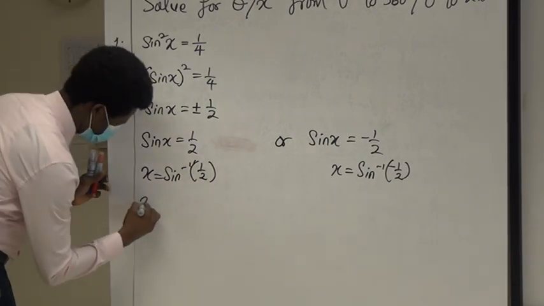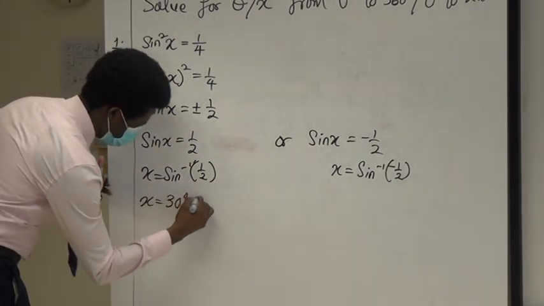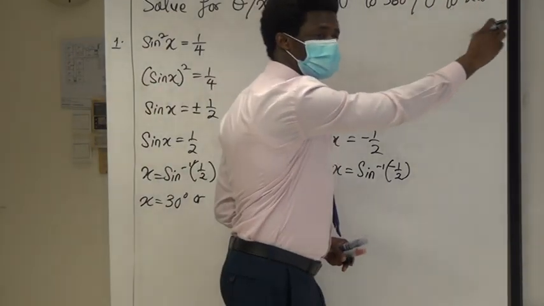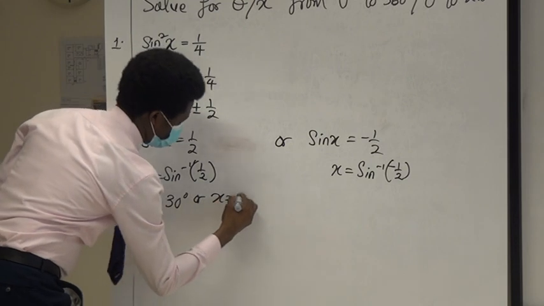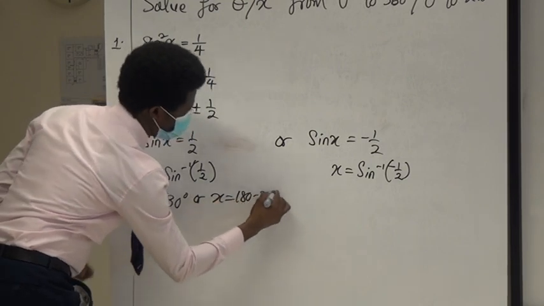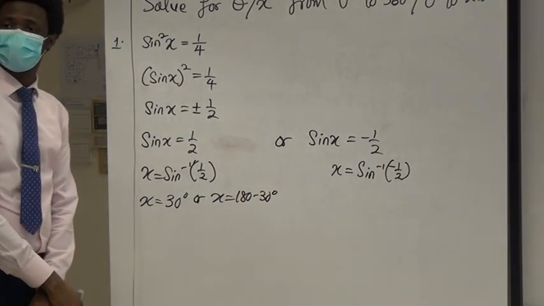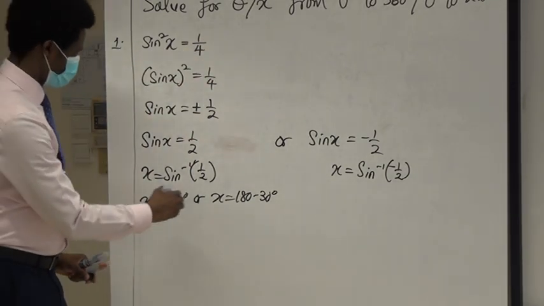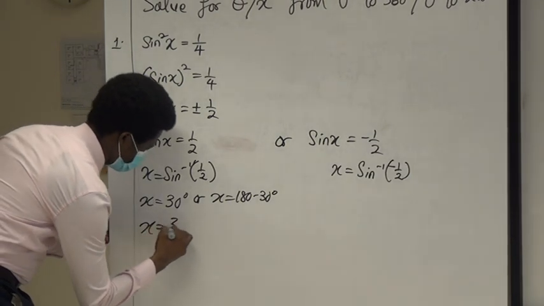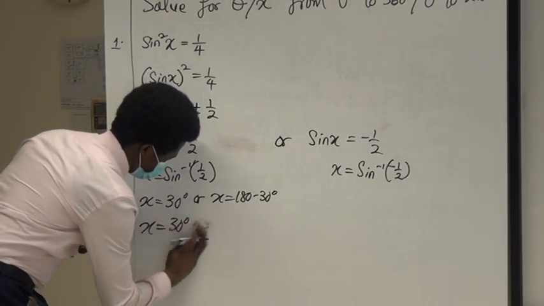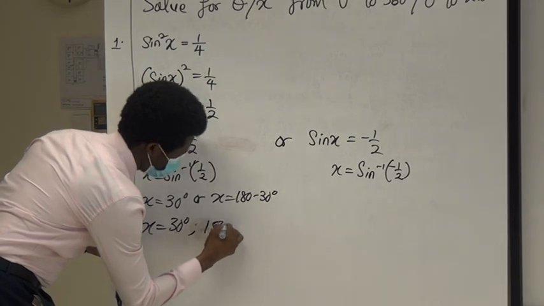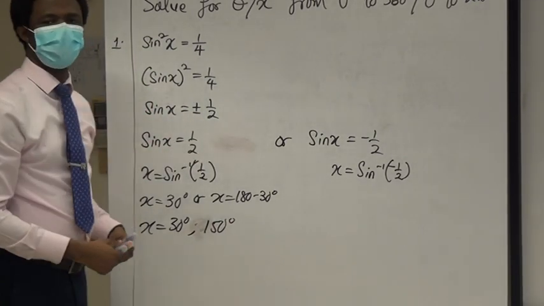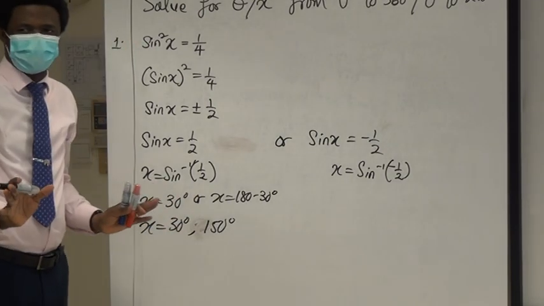So the first is going to be 30 degrees. Because this can also be in the second quadrant, which means x is also 180 minus 30 degrees. First and second. Understood? From these two, x gives 30 degrees and 150 degrees. Does that make sense?